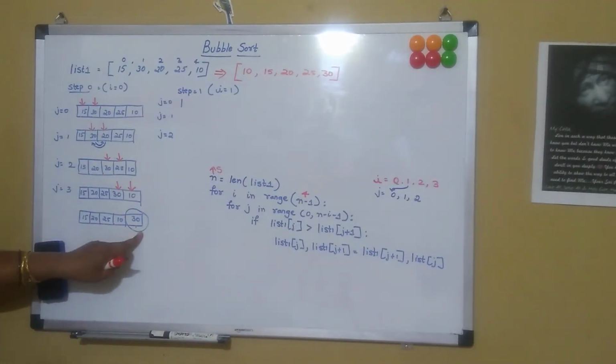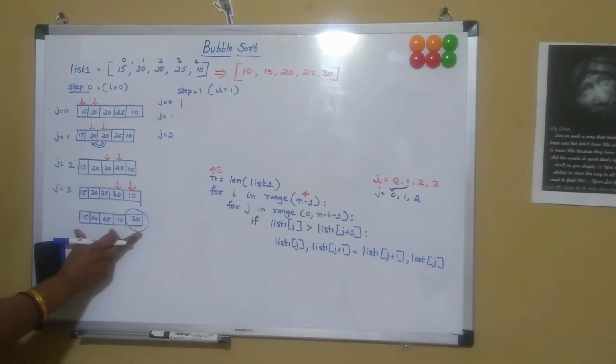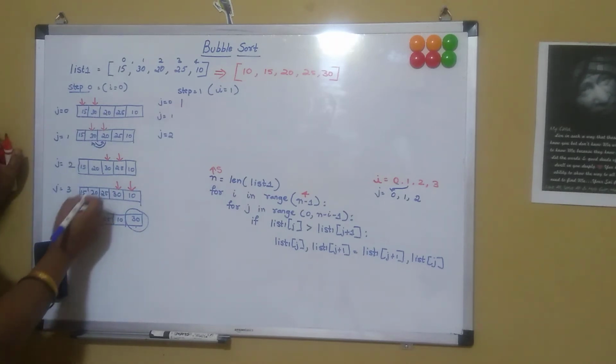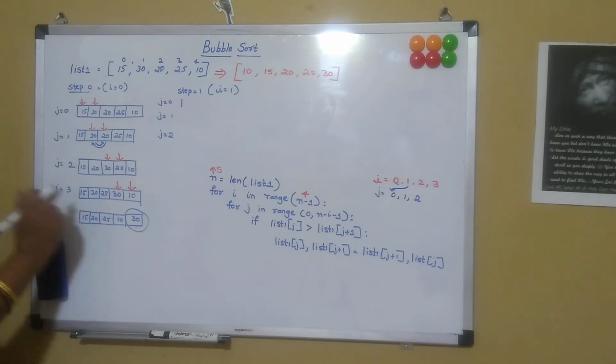So this was the output from the previous comparison, that is step 0. In step 1, it will take this particular list1 and it will again start comparing from the beginning, that is 15 will be compared with 20.